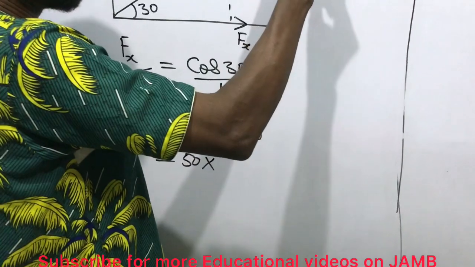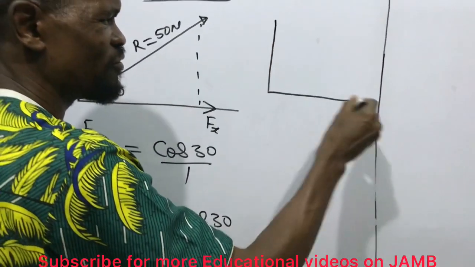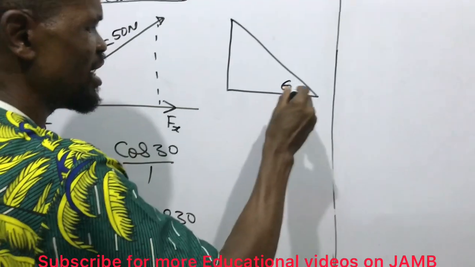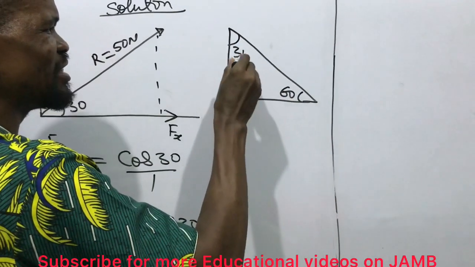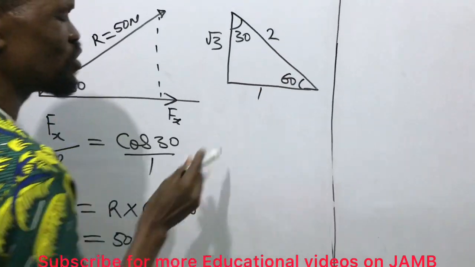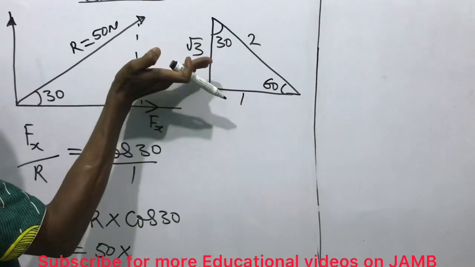I will remember my special triangle. This gives me 60 here, and here gives me 30. Here gives me root 3. Here gives me 1. This gives me 2.